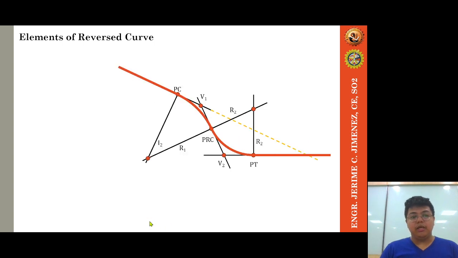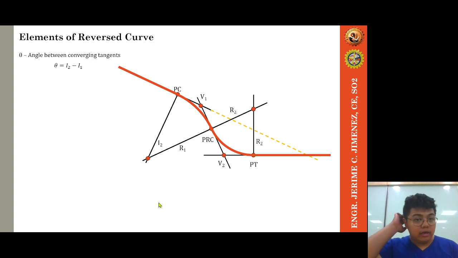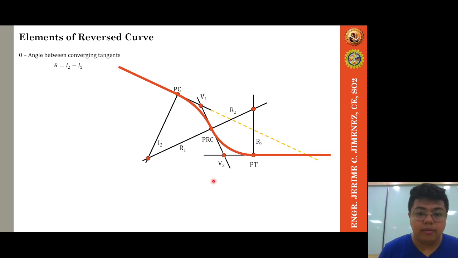Next, additionally, para naman po ito sa converging tangents. Okay? So we have here what we call the theta. Theta is the angle between the converging tangents. And that theta is computed as I sub 2 minus I sub 1. So let's derive that formula, no? So theta is equal to I sub 2 minus I sub 1.